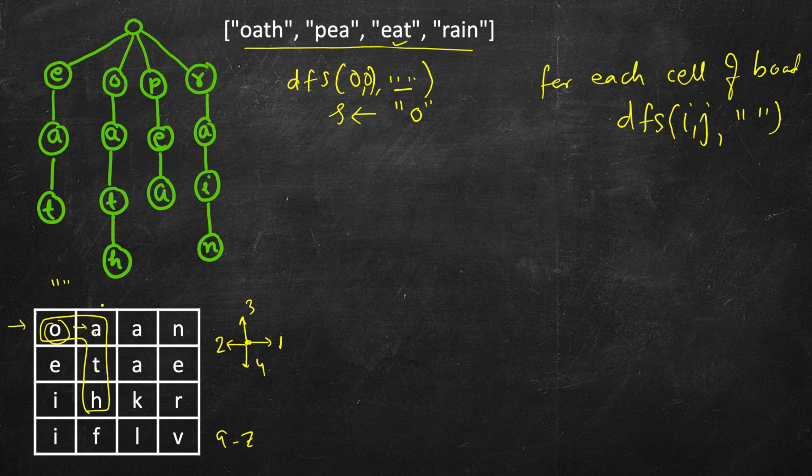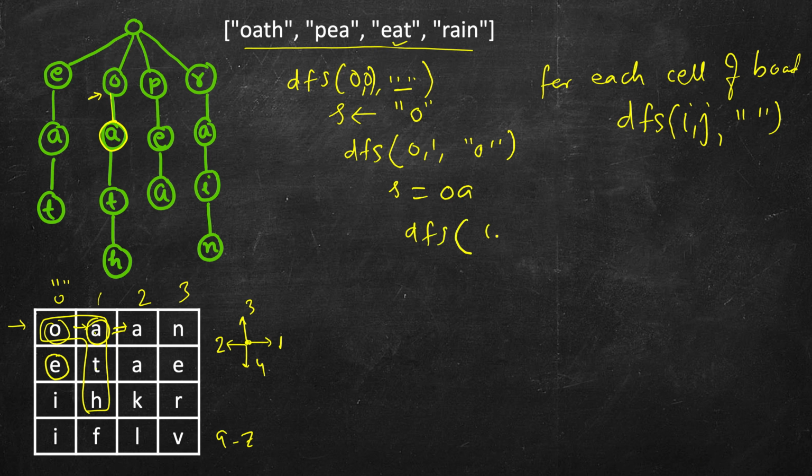Next, we will look at these neighbors. There are only two neighbors. So we will call DFS on position 0, 1, and the string will be this S, that is O. When this DFS is called, we see if A is present or not. A is present, so we will make S equal to OA, and then we will again trigger a DFS for this A, on position 0, 2. So we will see that OAA is not present, so we will return back.